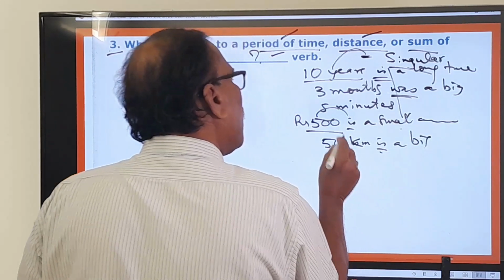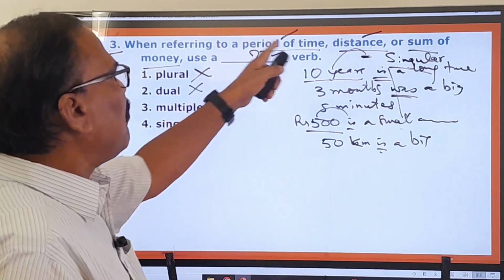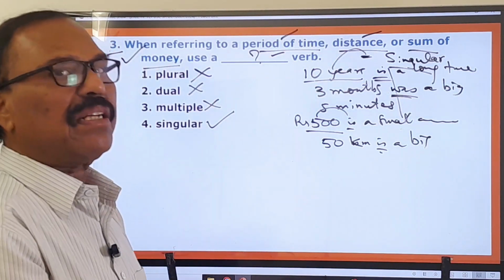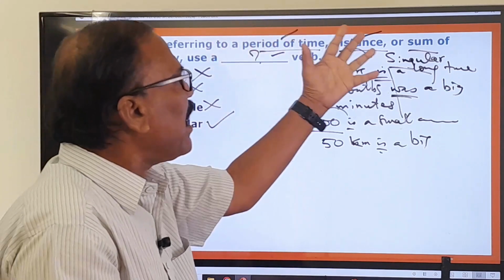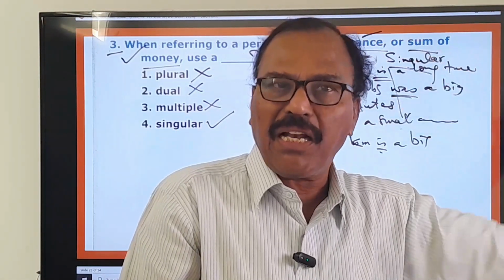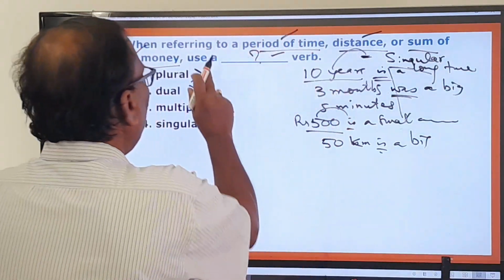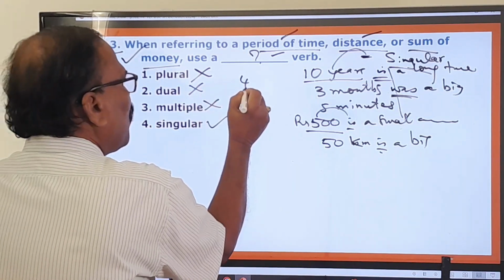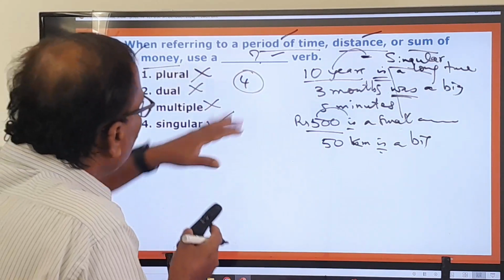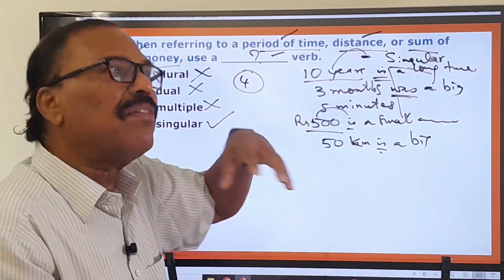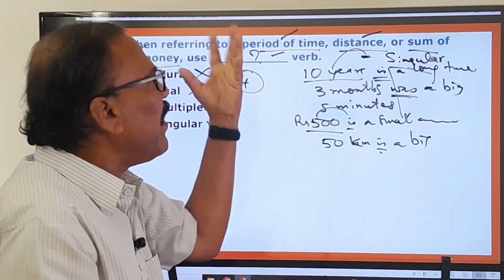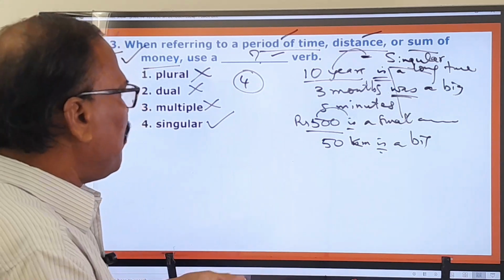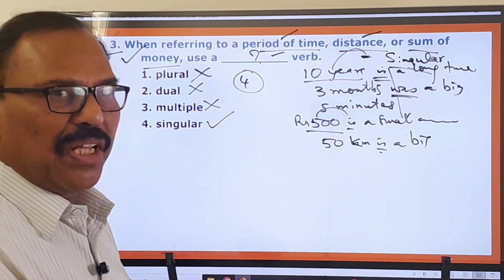Because whatever it is, whether it is a period of time or distance or a sum, this is a very important grammatical aspect, and they take a singular helping verb. So therefore we use a singular verb. So the first one, second one, third one are wrong, only the fourth one is the right one. See, if you can understand the question in this way, in the future also you can face such questions like this. Right, and that is my purpose. Now let's move on to the next question.